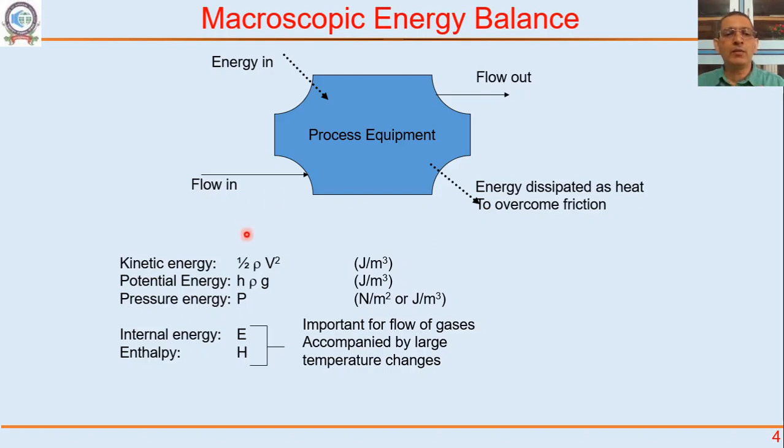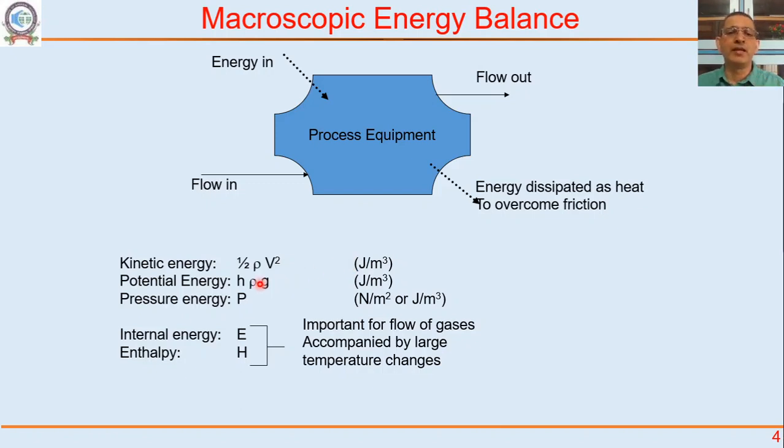Now, when we talked about forces and when we talked about energy, we talked about different kinds of energy. First of all, we talked about kinetic energy, and when we write half rho v square, we thought about this quantity as the kinetic energy associated with the velocity of the fluid per unit volume. So half rho v square is nothing but the kinetic energy associated with the fluid per unit volume.